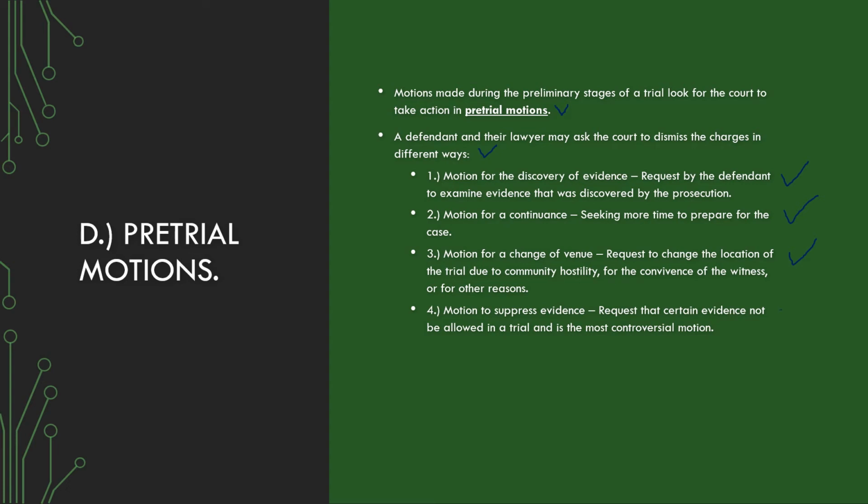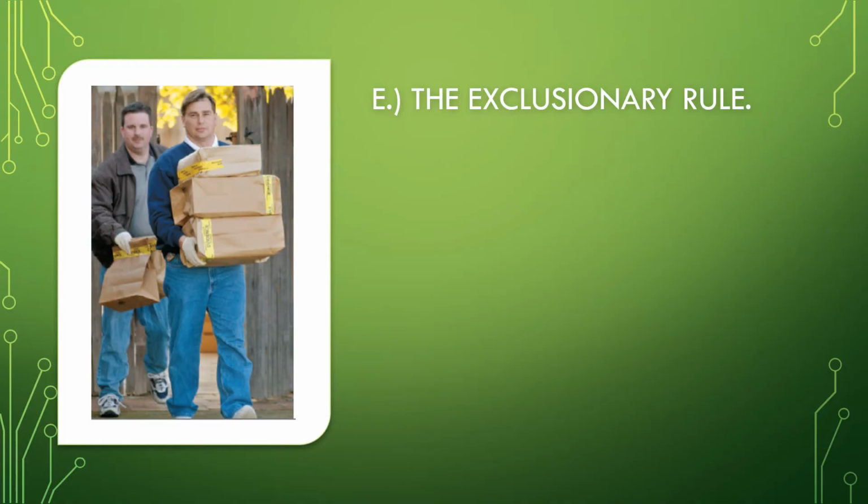And then number four is a motion to suppress evidence, okay? A request that certain evidence not be allowed in the trial, and this is the most controversial motion because obviously both sides want to use the evidence that they have. Both sides also want to prevent the other side from using certain evidence that might sway the jury or a judge. So a motion to suppress evidence is the most controversial motion to not allow certain evidence in a trial.